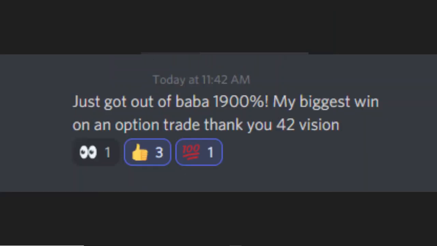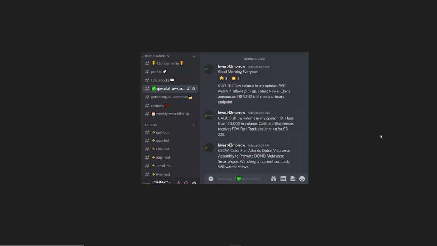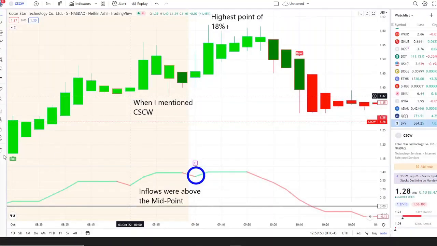So these are the three stocks I mentioned this morning. All three of them gave jumps of 3 to 5%, 5 to 10% plus, but one of them nearly reached home run territory, and that was CSCW. We caught this one in the pre-market under a bull indicator, full strength here, sitting sideways towards the bell and pulling back towards it, and it hit a dip area here, found support, bounced back up with full strength here, and within minutes, the inflows were above the midpoint. They switched from red to green and full strength on 42 vision, and it gave a highest point of 18% plus, guys.